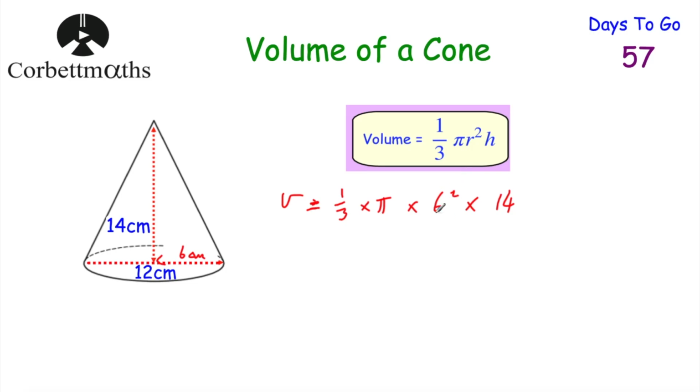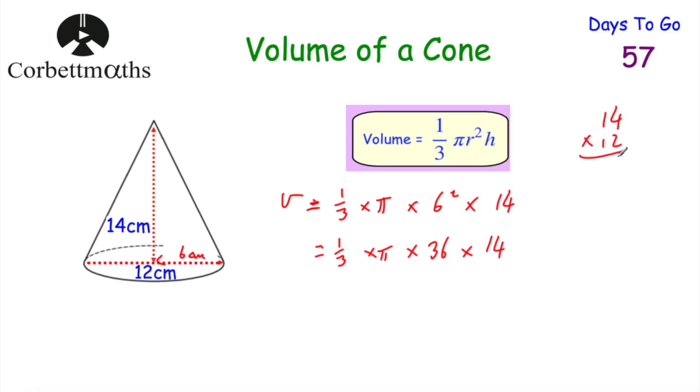Let's do our BODMAS. So we have to square first of all. 6 squared is equal to 36. So we get that's equal to 1/3 multiplied by pi multiplied by 36, because 6 squared is 36, multiplied by 14. Now at this point, you could do 36 times 14 and then divide by 3. I'm actually going to do 1/3 of 36 to begin with, and 1/3 of 36 is 12, and then we need to do times 14. So let's do 14 multiplied by 12 and see what we get.